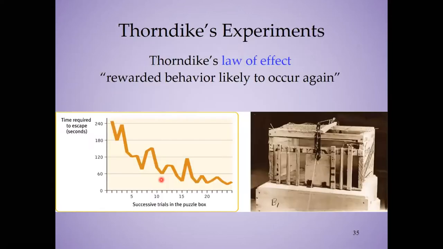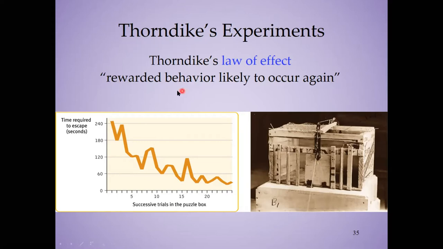What Thorndike found is that the more times he put the cat inside this box, the faster the cat would go to step on that pedal. As you can see, with more and more successive trials in the puzzle box, eventually the cat got to the point where it would just go right over there, step on the pedal, and out it goes to get the food. And by the way, here's how his puzzle box actually looked. Not quite as nice as our little picture, right?